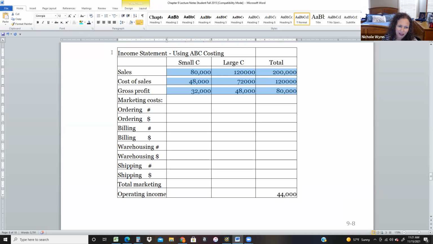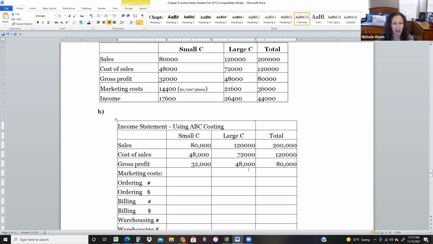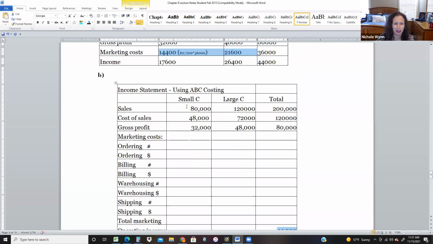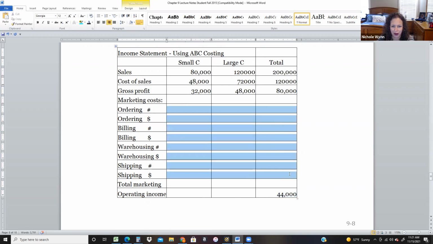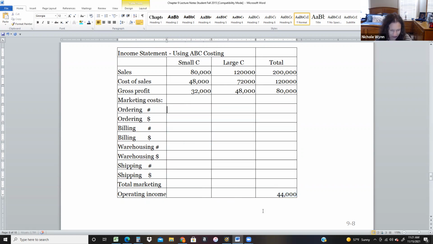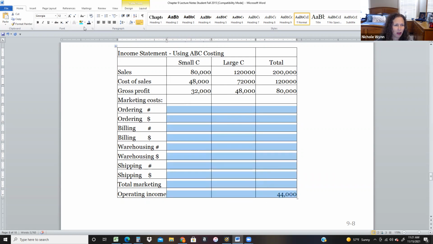And so now, instead of taking the marketing costs and dividing them up only based on sales, instead of taking the 44,000 and dividing it based on 40, 60%, we're going to have a whole bunch of different drivers. So in total, I might get some different answers. I'm going to go ahead and delete this so I can show you guys how I would do this. I need to make it all black.